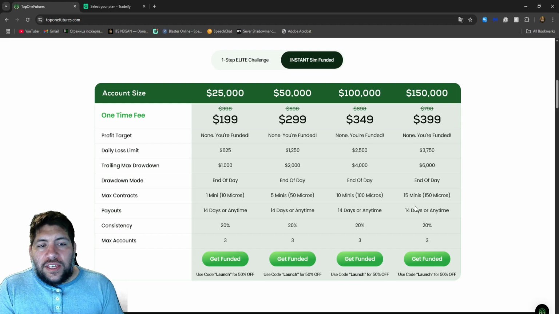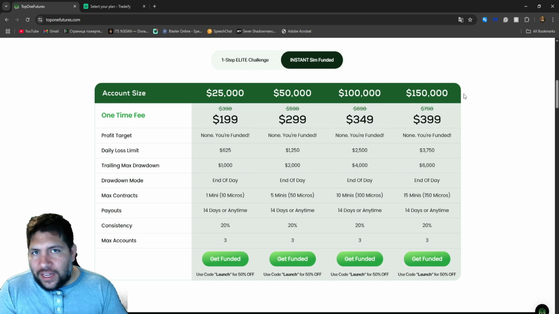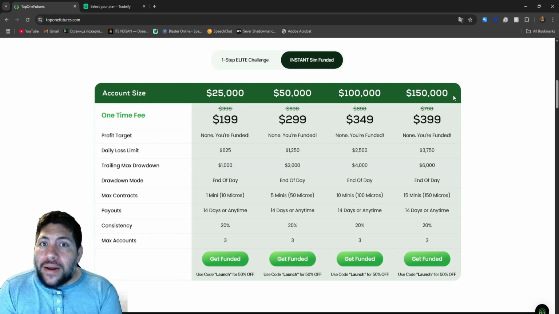Now with these guys, the rules are a bit different. Again, there is no target that you need to get to, but there are specific requirements that you need. One of the first ones is that you need to be able to make 2% of profit on the account size. So 2% on a $150,000 account is $3,000. So you need to make a minimum of at least $3,000 to qualify for a payout. So that's rule number one.